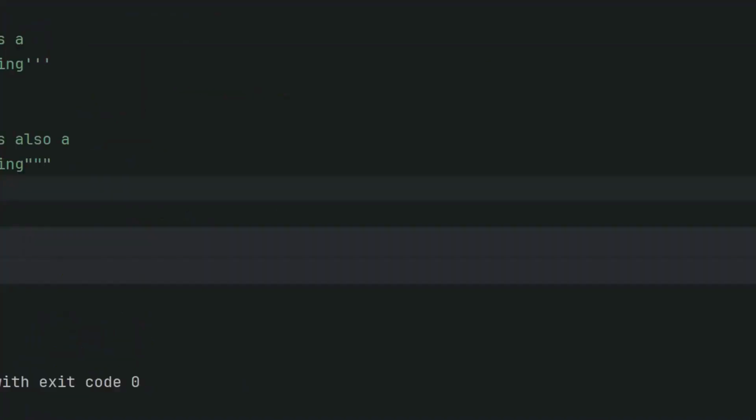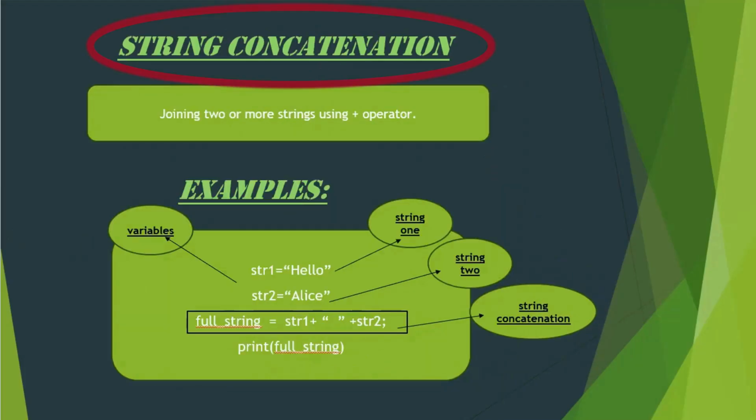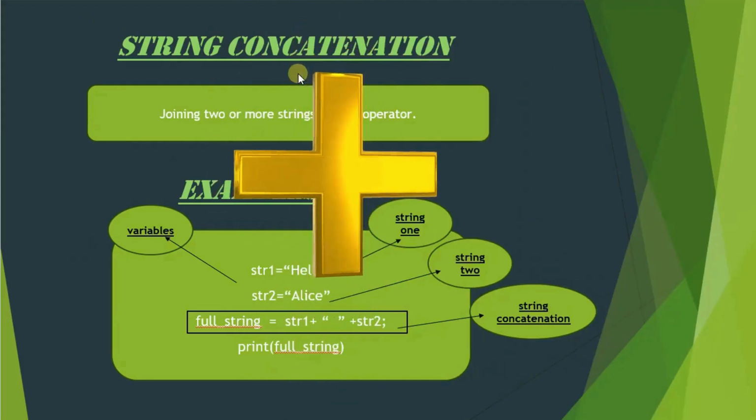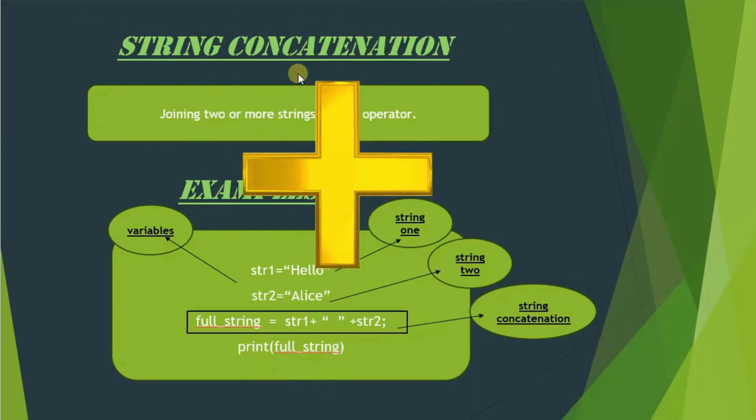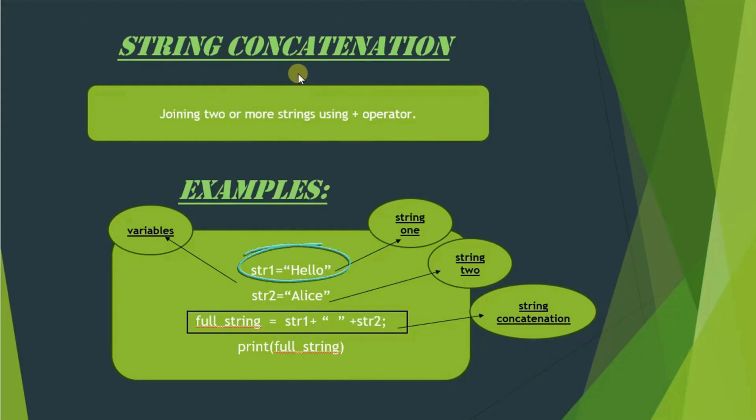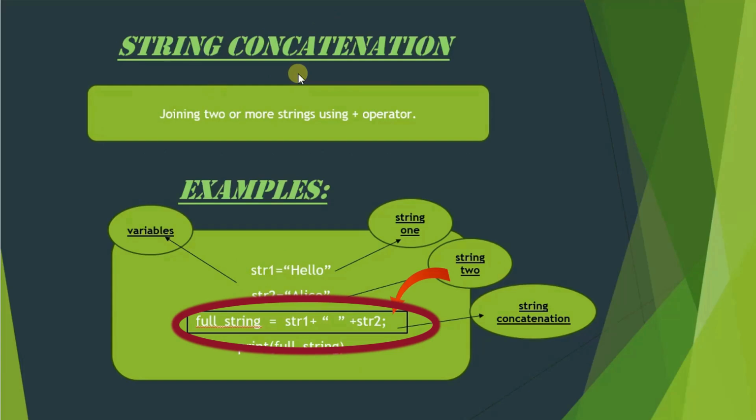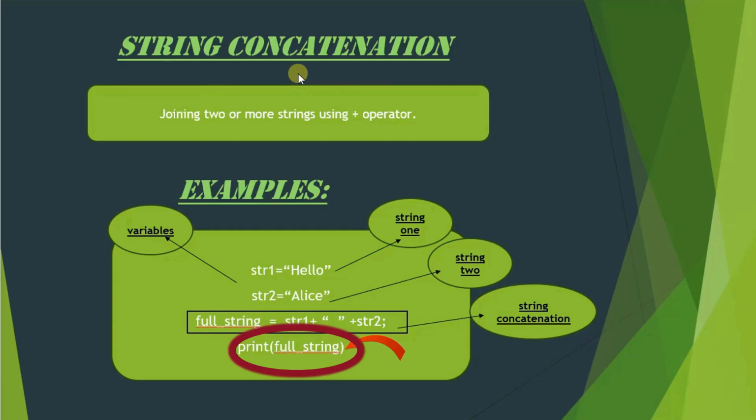Now let's talk about string concatenation. String concatenation is the process of joining two or more strings together to make a longer string. In Python, we use the plus operator to join strings. You can see in this example, string 1 is equal to hello and string 2 is equal to Alice. Next is a full string, and full string stores these two strings, string 1 and string 2, with a space. And then the print function is used to display this full string on the output screen. Let's see an example.